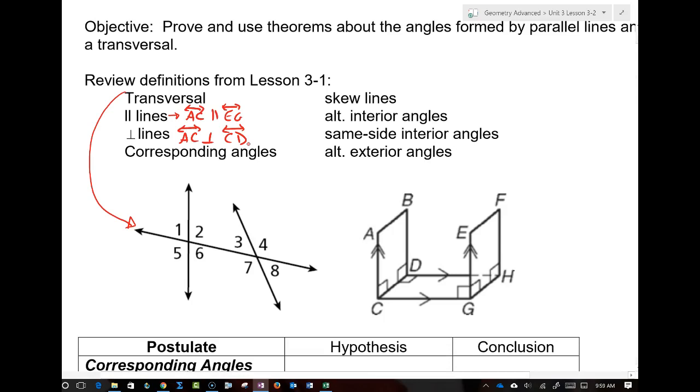The diagram on the bottom left, give me a pair of corresponding angles. Third row over here, a pair of corresponding angles. Angle 1 and angle 3. Yes, angle 1 and angle 3.